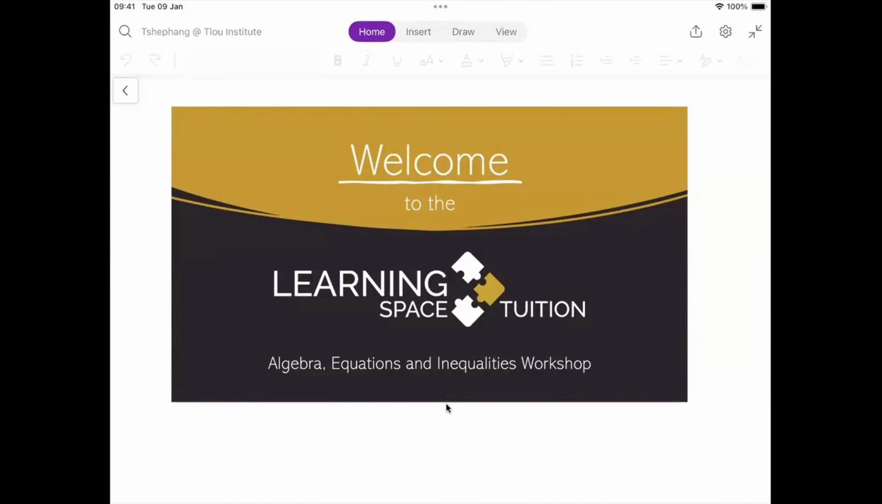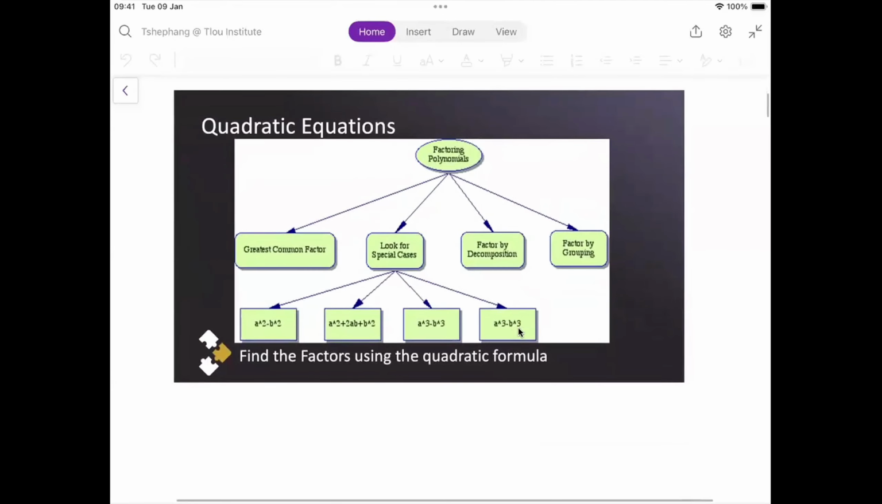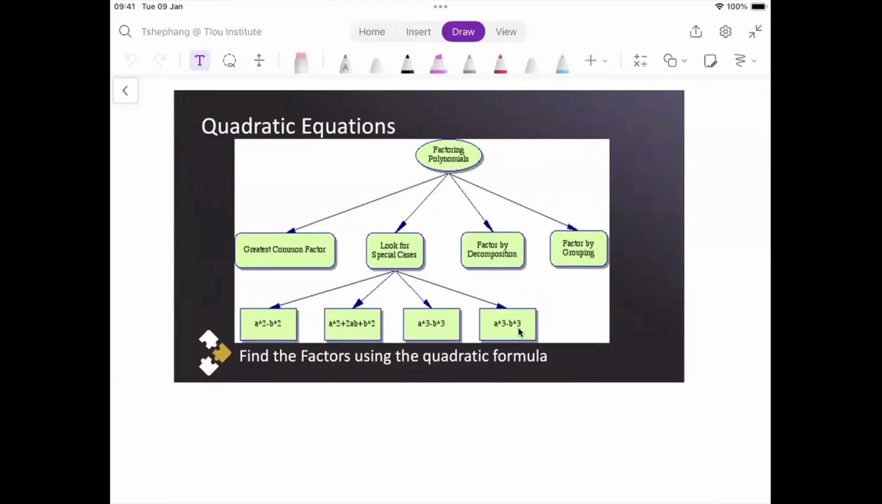Okay. So let's look at this. We're going to be looking at algebra, equations and inequalities. There's a workshop on that. The first thing that I want us to focus on would be quadratic equations.